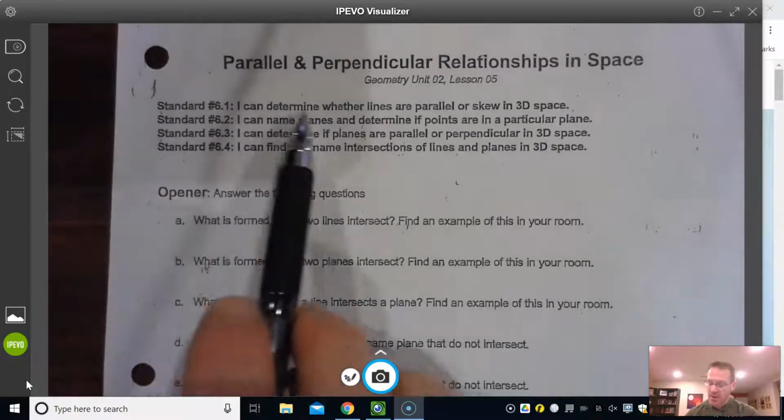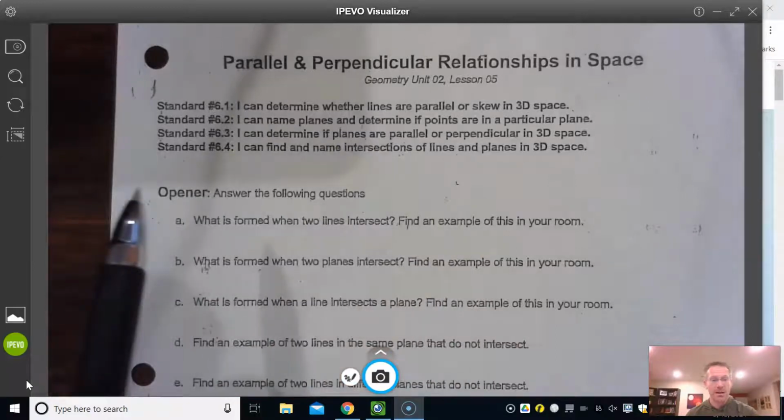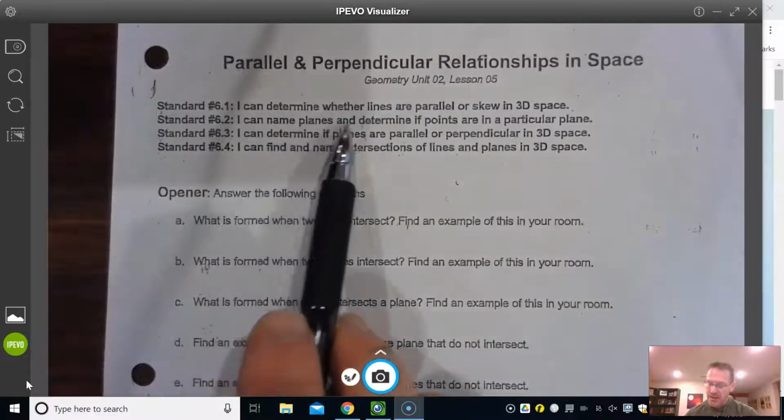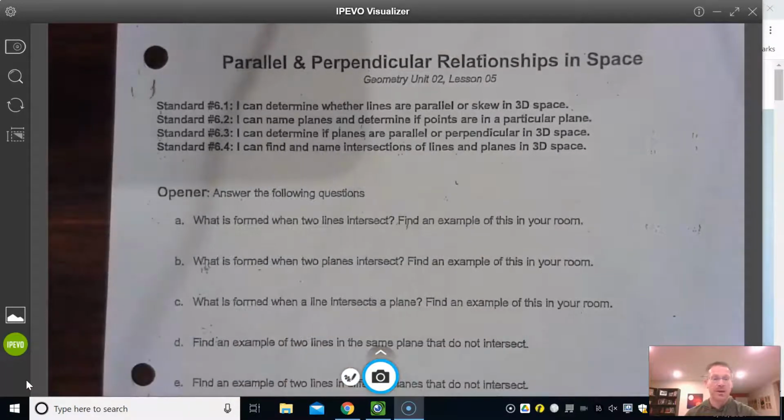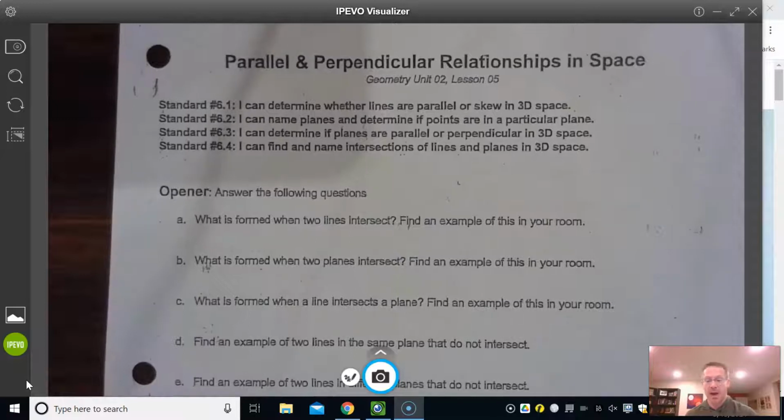So I can determine whether lines are parallel or skew in 3D space. I can name planes to determine if points are in a particular plane. I can determine if planes are parallel or perpendicular in 3D space, and I can find and name intersections of lines and planes in 3D space.